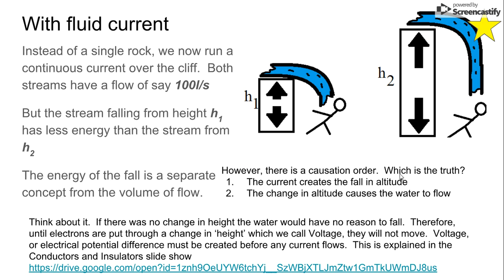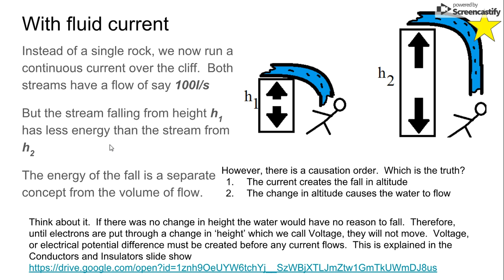Now here's the problem that I get with students answering a question, the causation. Does the current create the fall in altitude, or is it the change in altitude that causes the water itself to flow? So what has to come first?